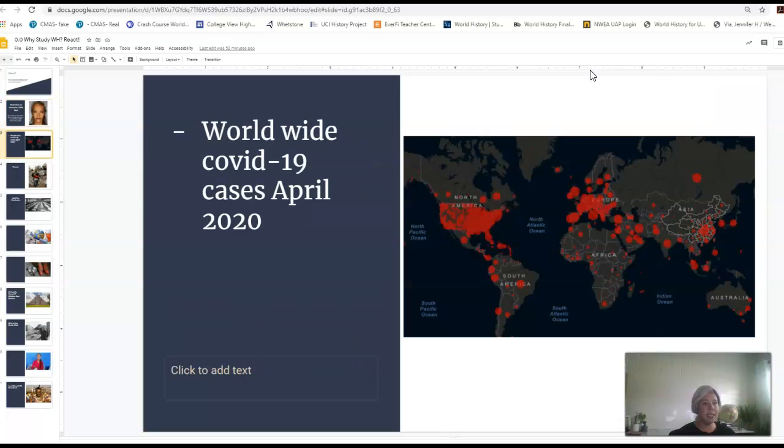So the second one is this map of the world. This is the worldwide COVID-19 cases as of April 2020. Of course, we have more updated information, but this was what it looked like as we were finishing up school. So you're reacting to this in a sentence or a few words. You're focusing your attention, thinking, how does this help me understand why I need to study world history? How can a modern case, a modern epidemic, be important to us studying world history?